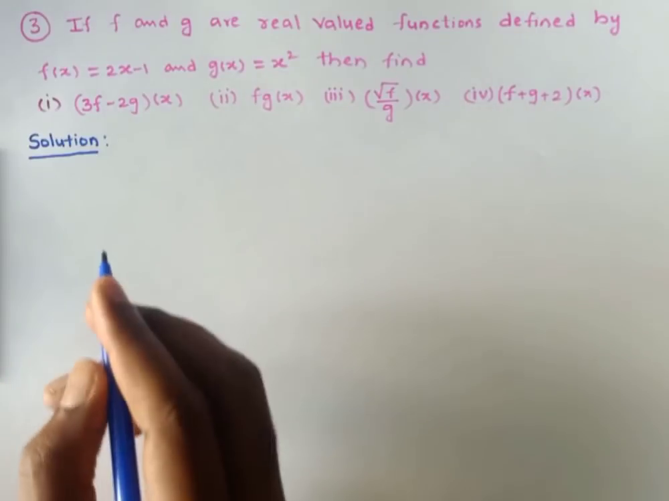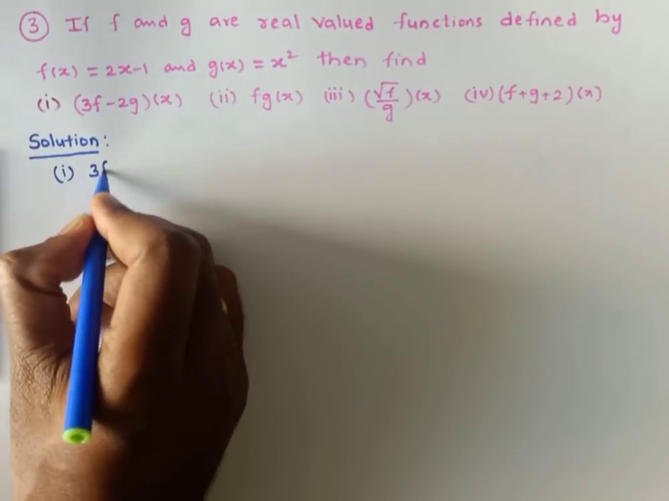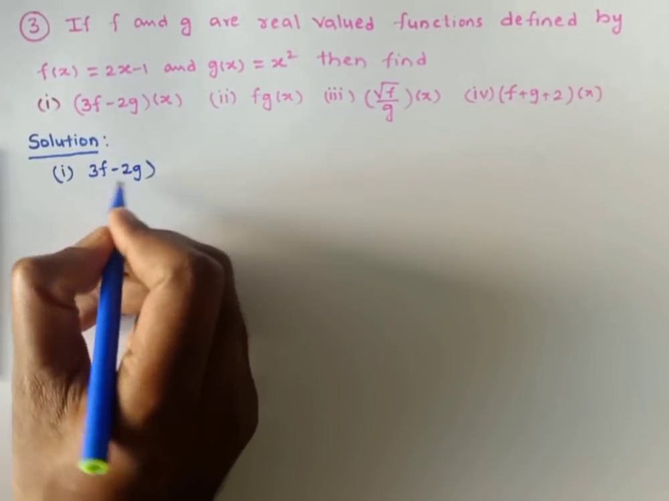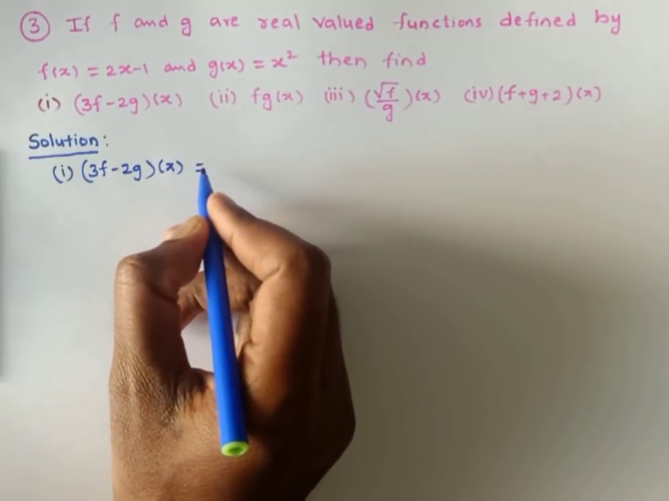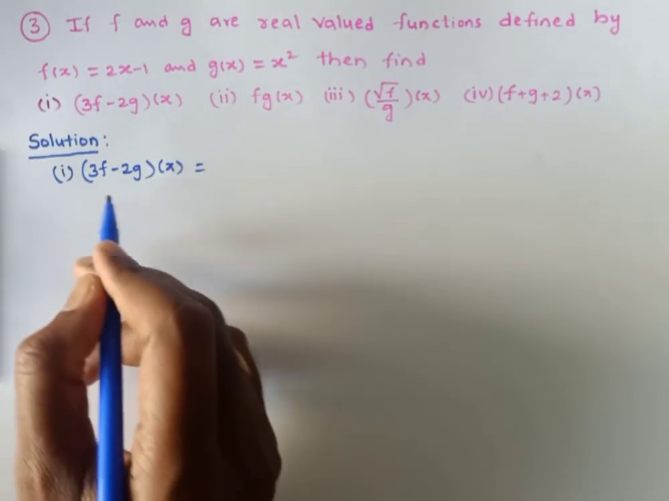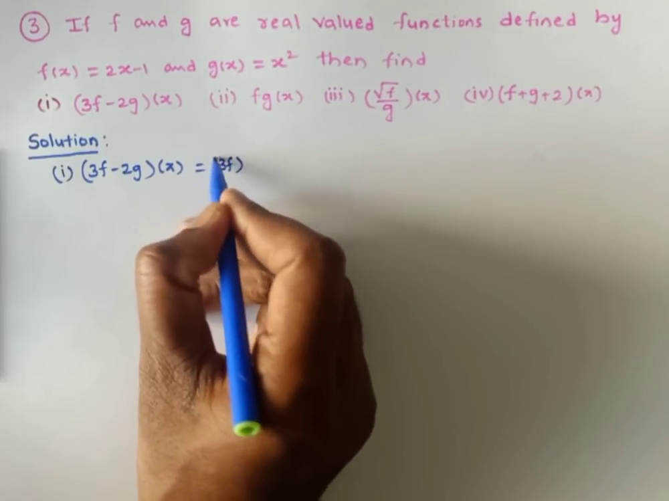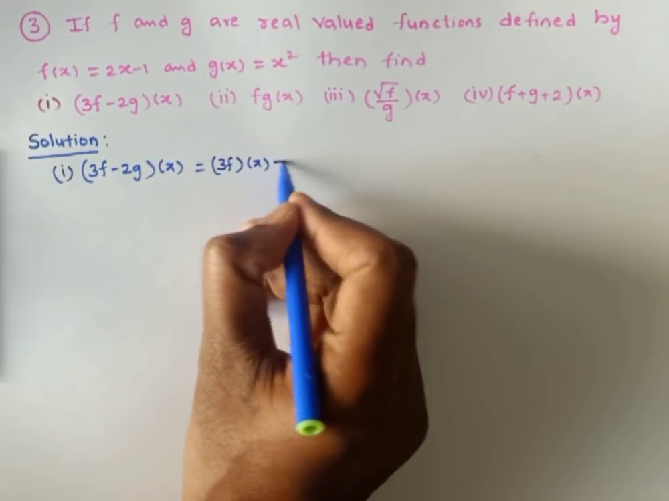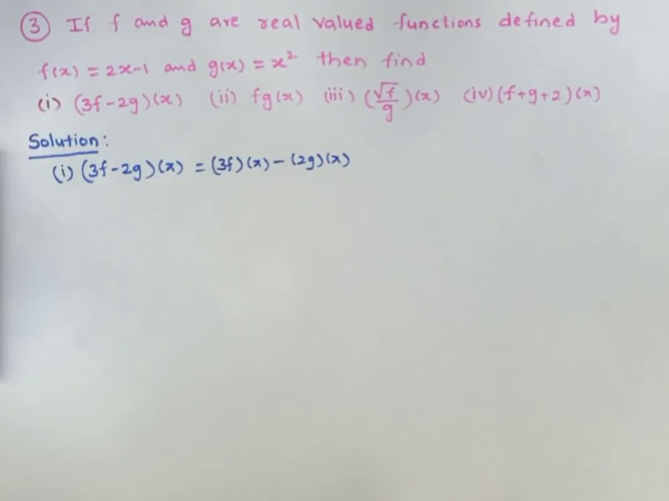3f minus 2g of x. Here we need to simplify these values. See, the first one is 3f minus 2g of x. We have that f plus g of x is nothing but f of x plus g of x, right? In the same way, this is 3f of x minus 2g of x, and we have one more thing, that is the constant multiple rule: cf of x is nothing but c into f of x.